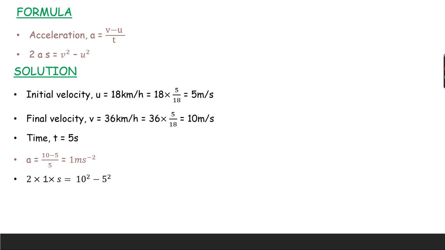And to find the distance I can use this formula. So I multiply 2 into a into s, which is 2 into 1 into s, is equal to v square minus u square. v is 10, so 10 square, minus u square, which is 5 square. So I get my distance to be 75 by 2. So the distance will be 37.5 meter. So the distance traveled by the car will be 37.5 meter with acceleration 1 meter per second square.